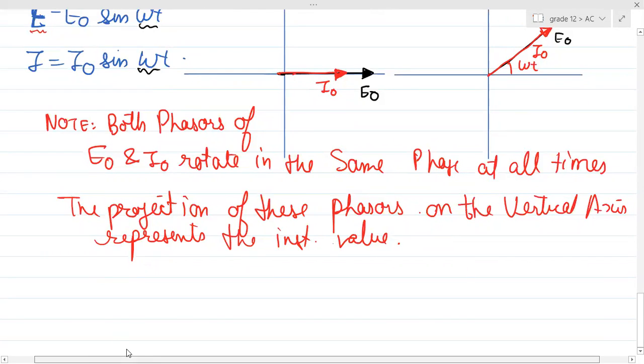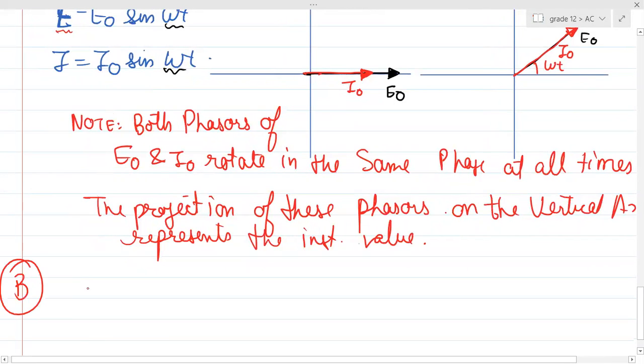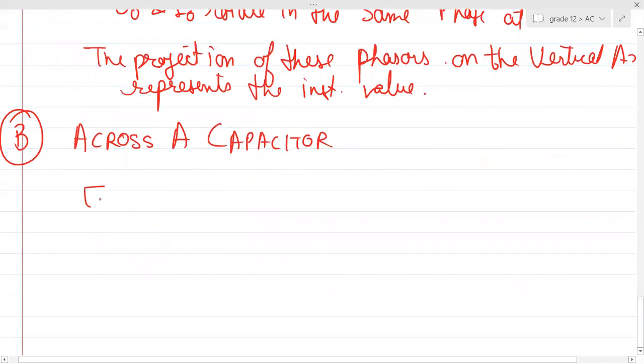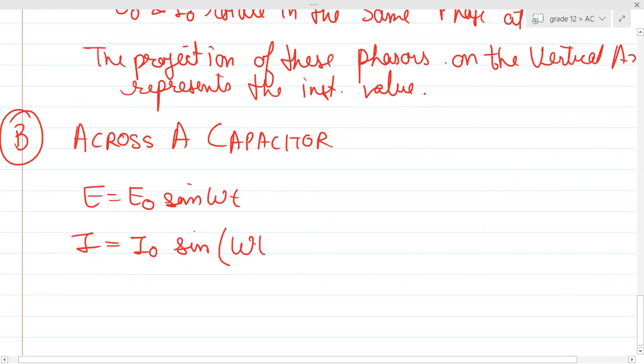Now, shall I connect a capacitor? If I connect a capacitor, can anyone tell me what was happening in that case? If the EMF was E equals E naught sine omega t, the current was leading or lagging? Leading, by a phase difference of pi by 2. Very good, pi by 2 radians.